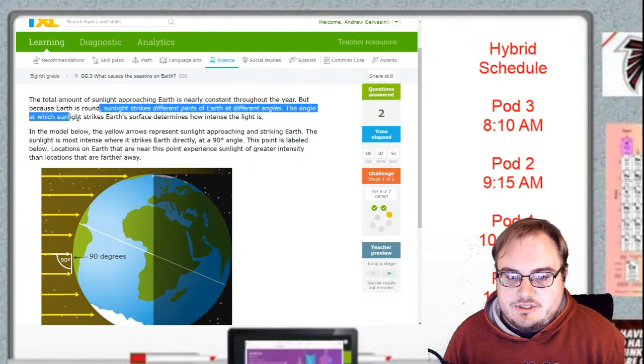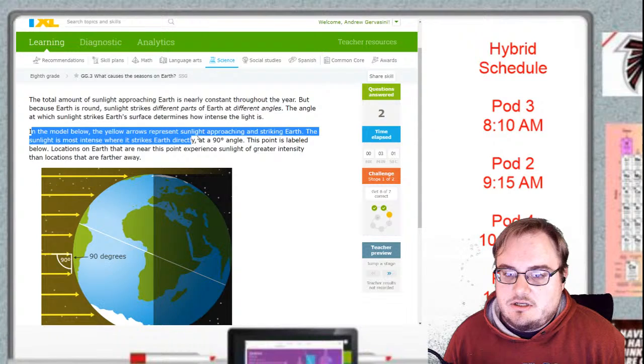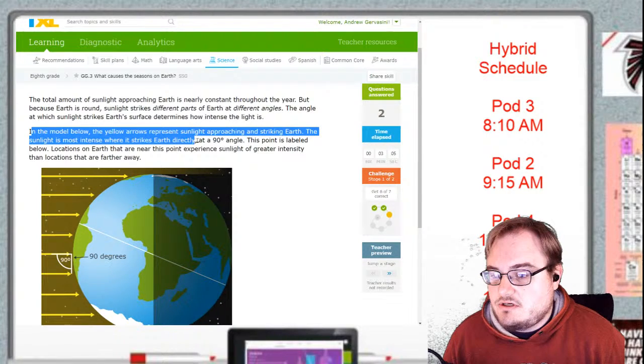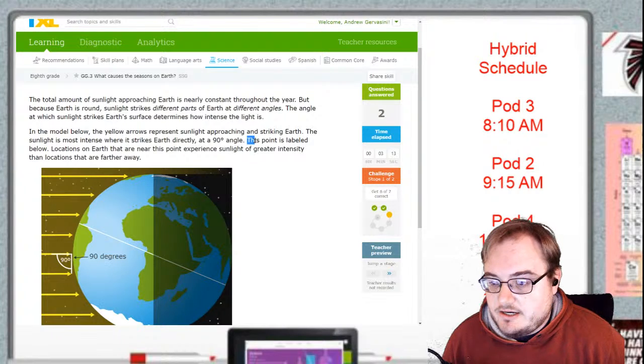The angle at which sunlight strikes Earth's surface determines how intense the light is. Remember, so now we're talking about direct and indirect light. In the model below, the yellow arrow represents sunlight approaching and striking Earth. The sunlight is most intense where it strikes Earth directly at a 90-degree angle, so the head-on of the arrow. And if the side of the arrow touches the Earth, then it's going to be indirect, right? We've discussed that in diagramming the Earth and the sunlight.